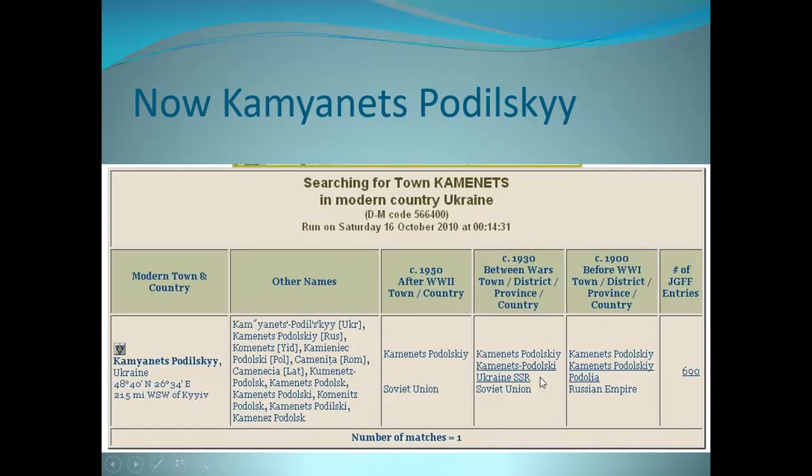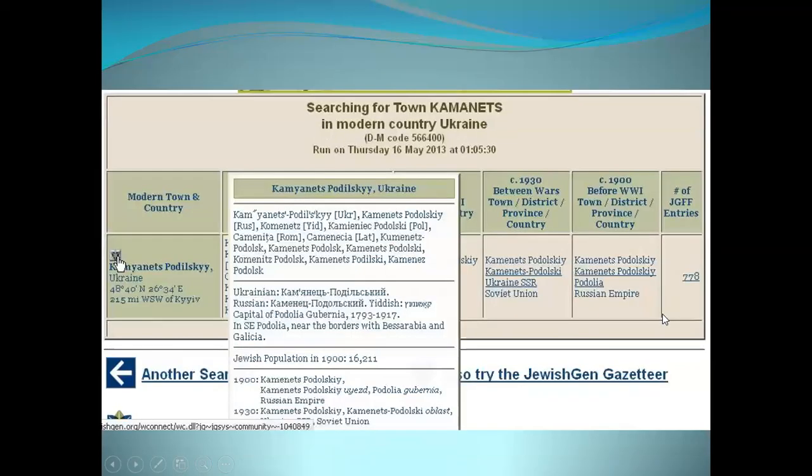Between World War I and World War II, it was part of the Soviet Union. Around 1950, part of the Soviet Union. At this point, modern town and country, it's part of Ukraine. How many people have Family Finder names that said they're from Kamenets-Podolsky? 690. That's a lot of people. It was a big city.